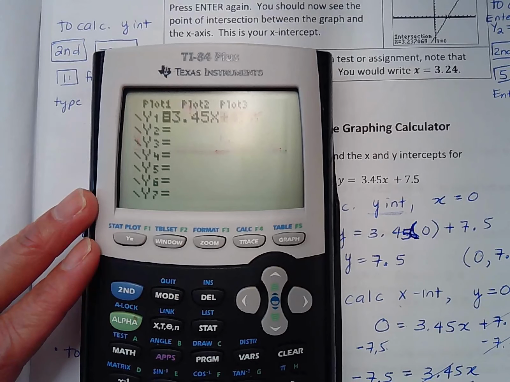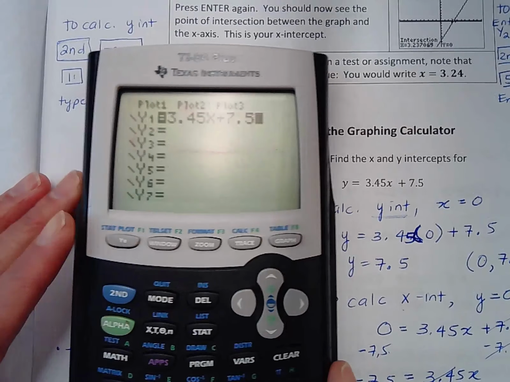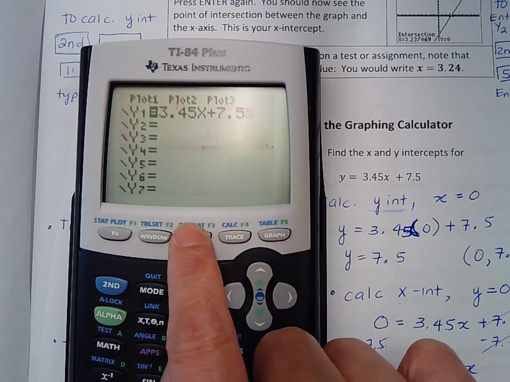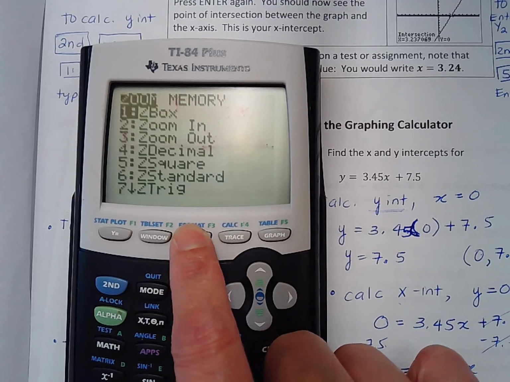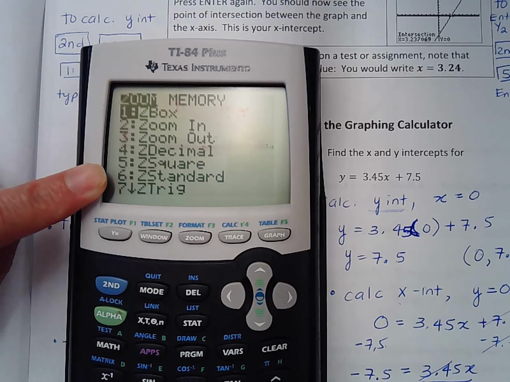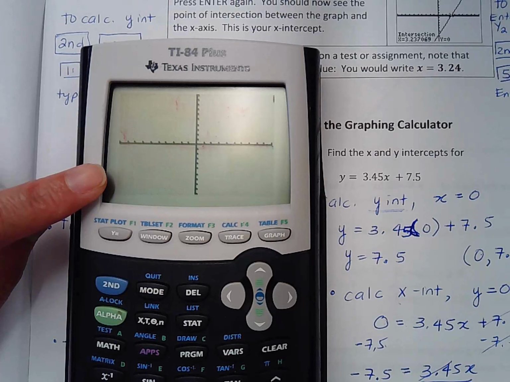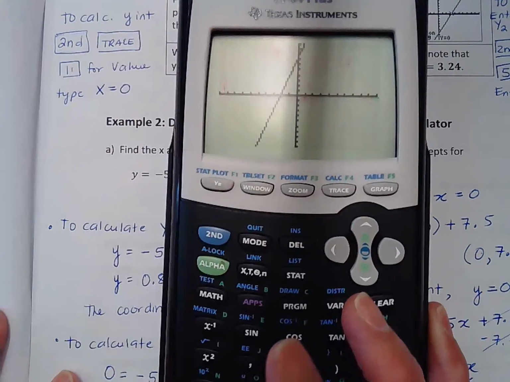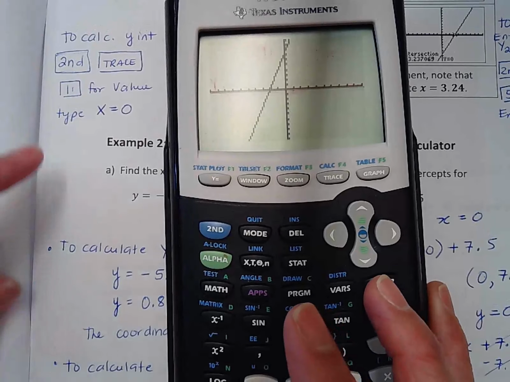3.45x plus 7.5. Remember our window is out of whack because we changed our window, right? So let's just go to zoom, zoom 6, standard window. Just remember we changed our window earlier. So how can we figure out the y-intercept? Let's do that one first.